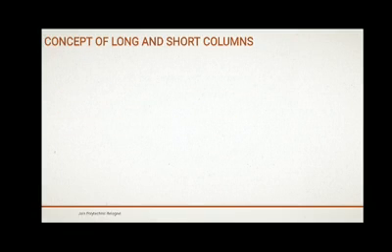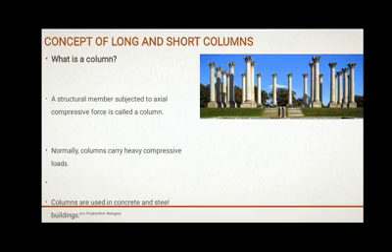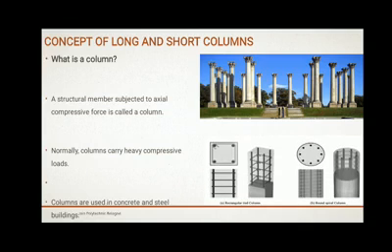First, coming to concept of long and short columns. Before knowing that, what is a column? A column is a compression structural member which takes axial compressive force. So it carries heavy compressive loads. Columns are made of concrete and steel. In this image you can see circular type of columns. Structurally how a column will be, you can see in this image the reinforcement details of a square and a circular column.